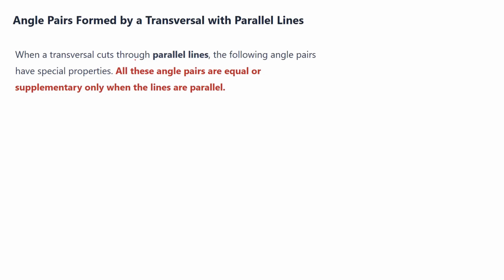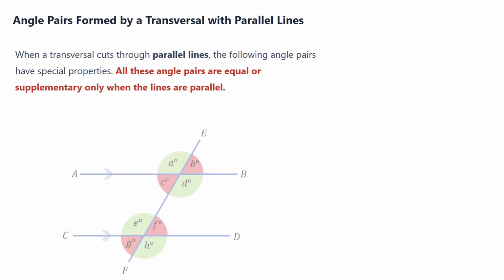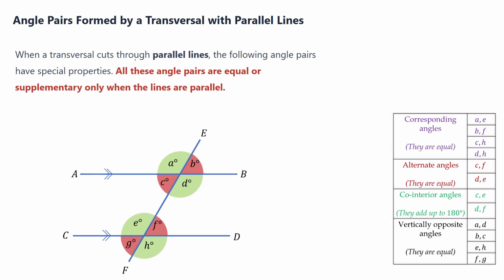Okay, so now we know that whenever a transversal line cuts through two parallel lines, some special angles are formed. So we are going to look at these angles and their properties. Now this is a summary of what we are going to do. The green ones are equal. The red ones over there are also equal.